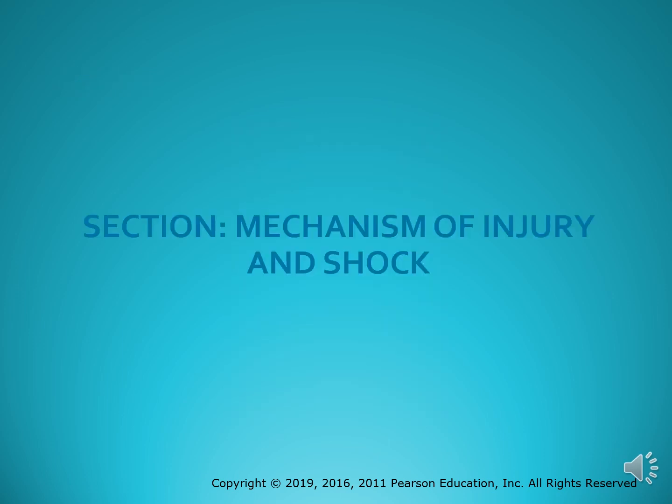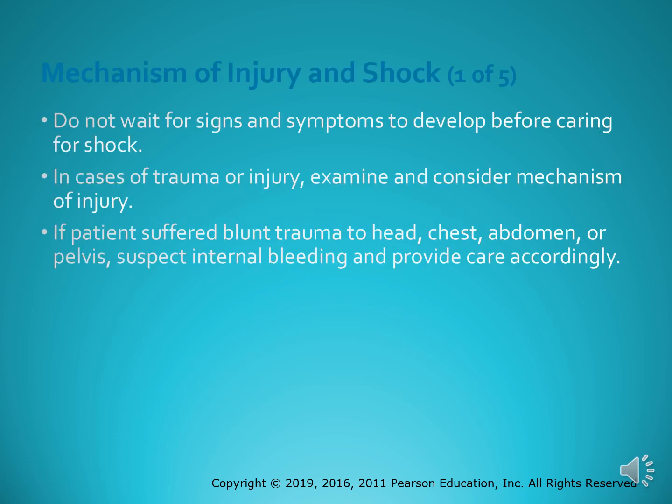In this section, we're going to talk about the mechanism of injury and shock. One of the keys to successful care of trauma patients is to operate on the assumption that bleeding is likely based on the mechanism of injury. You do not want to wait for any signs or symptoms to develop before you begin caring for a patient in shock. So in cases of trauma or injury, you want to examine and consider the mechanism of injury very carefully. If there's any chance that the patient may have sustained blunt trauma to the head, chest, abdomen, or pelvis, you want to suspect that internal bleeding exists and care for that patient accordingly. Of course, you must also identify and stop any external bleeding immediately upon discovery.